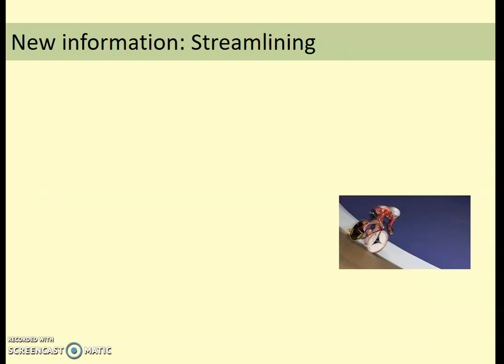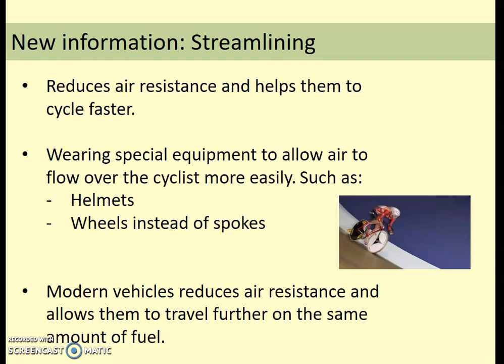And one of the last facts you need to make sure that you understand is streamlining. Now there'll be a lot of you that understand what streamlining is. You'll know that it makes cyclists go faster, but some of you might not be aware that actually vehicles are getting more and more streamlined to make them more efficient. So it reduces air resistance and helps them to cycle faster in the case of cyclists.